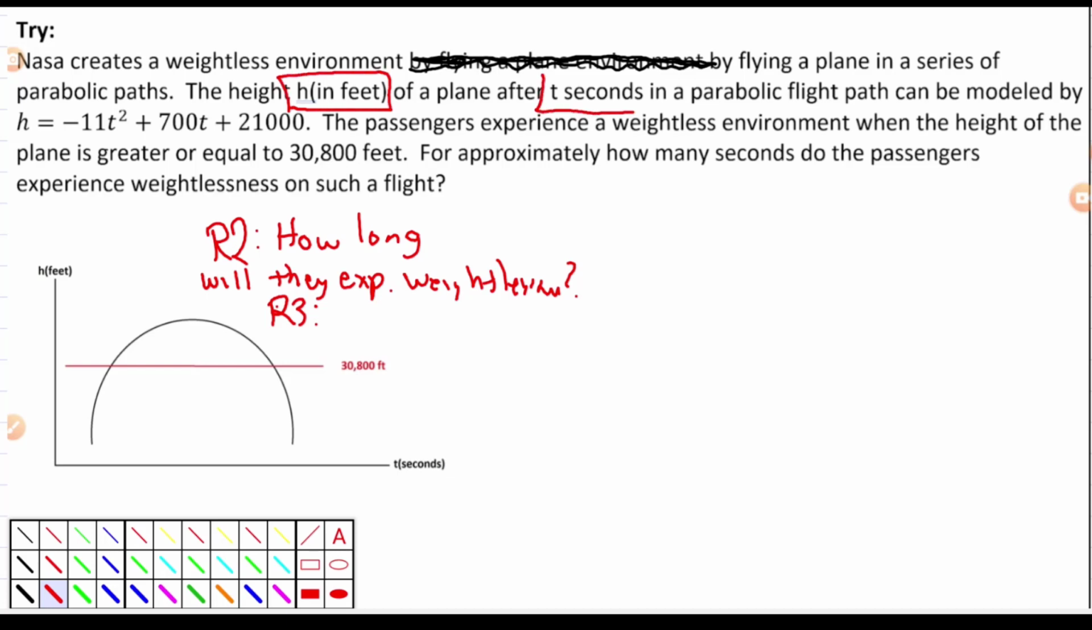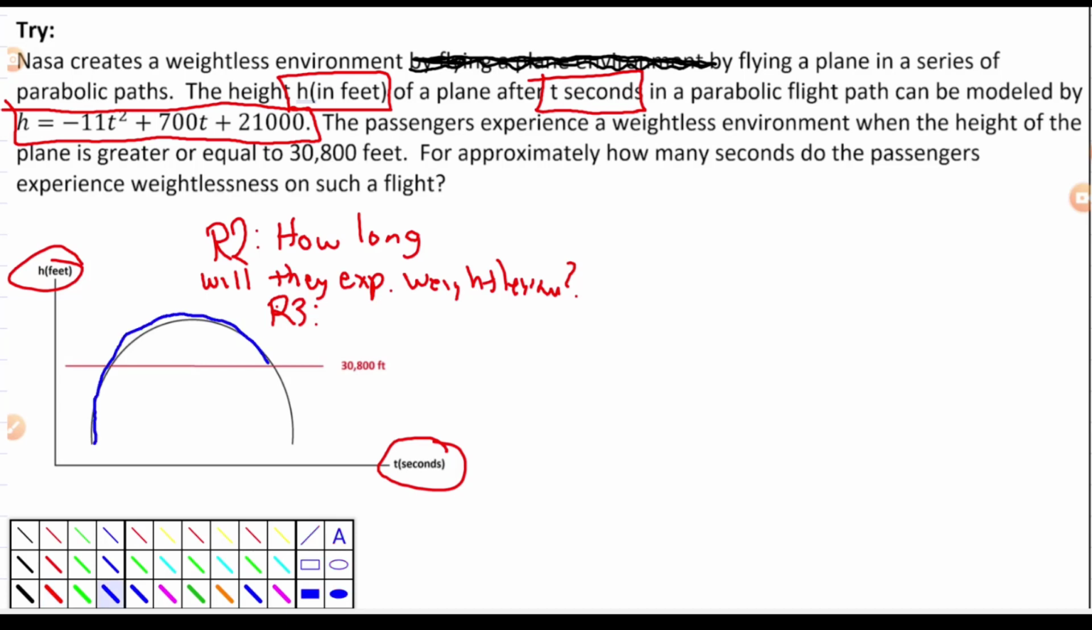And after t seconds. Okay, so we know that h stands for feet, and we can see that on the graph too. So we can see that t is in seconds and h is in feet. So that makes it nice. And it's modeled by this equation right here. So here's the equation that models the plane. As this plane's going around, it's using that equation to map its height versus time. All right, so I'm just going to make this blue also. Perfect.